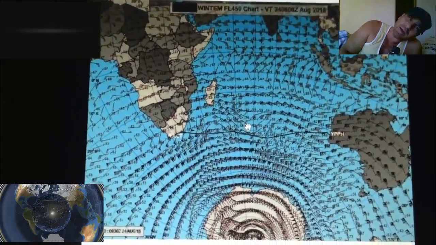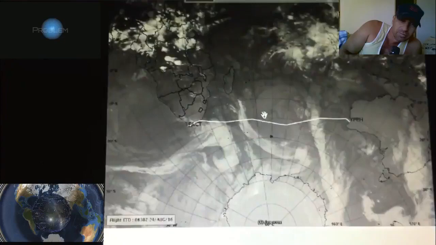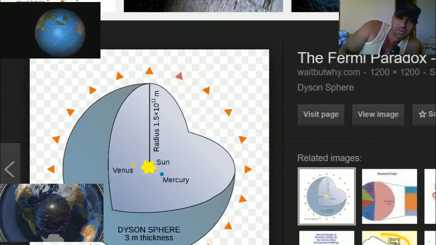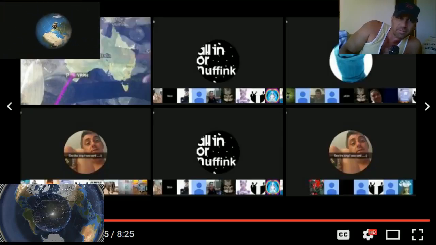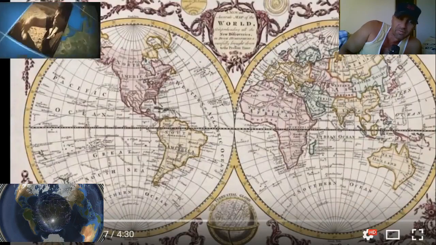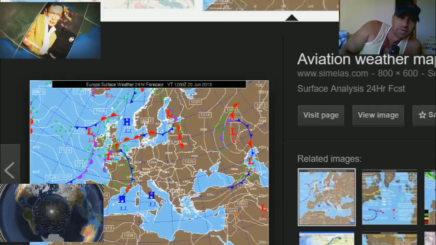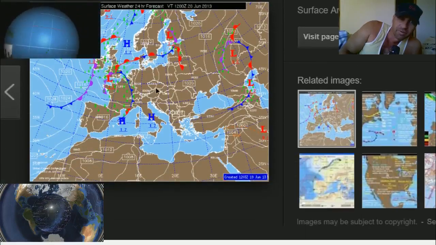It shows better the relative positions of the countries. The higher you go, the deeper you fly. Oh, look at this. Check this out. Old maps show Earth is concave. Look at this. Let's see this one here. The Jeppesen aviation weather map. Look at that. Even in the northern hemisphere, we're talking concavity.